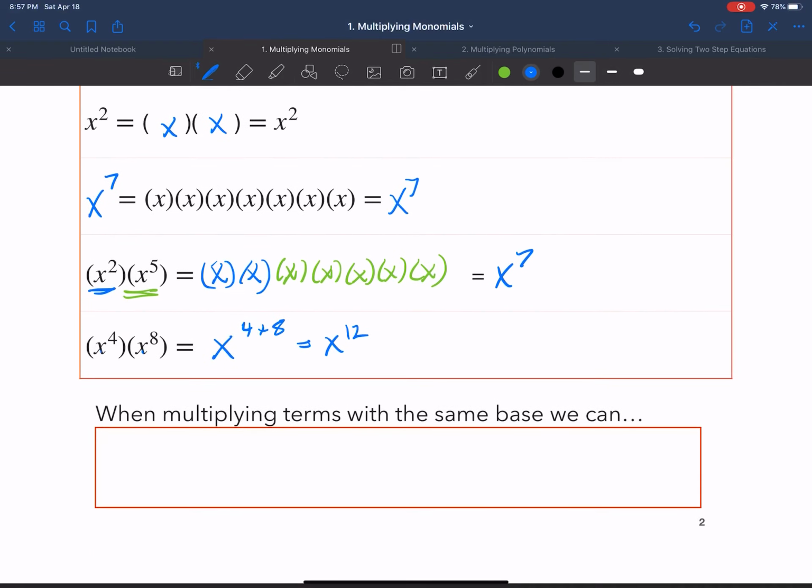Now that only works because they're all x's. They have to be the same base. If they're not the same base, then we can't do that. So if they are the same base, when multiplying terms with the same base, we can add the exponents.